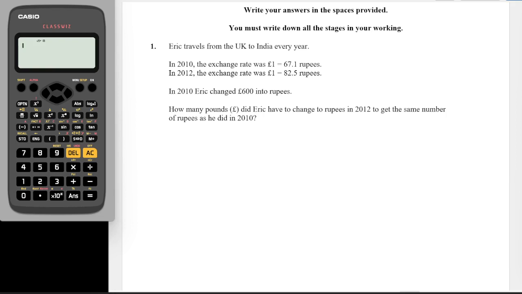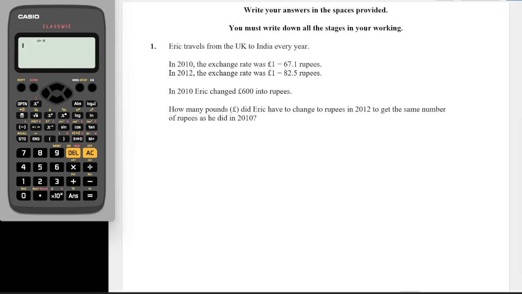Okay, question 1. Eric travels from the UK to India every year. In 2010, the exchange rate was £1 is equal to 67.1 rupees. In 2012, the exchange rate was £1 is equal to 82.5 rupees. In 2010, Eric changed £600 into rupees. How many pounds did Eric change into rupees in 2012 to get the same number of rupees as he did in 2010?